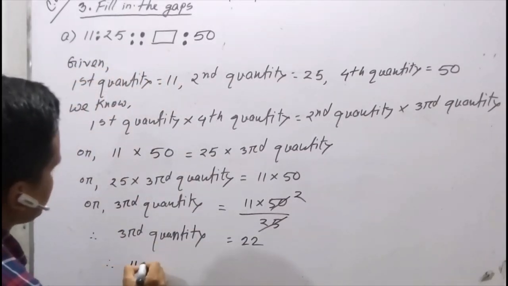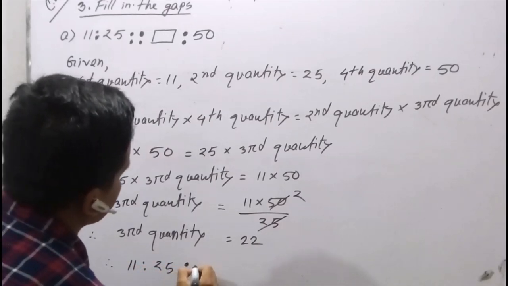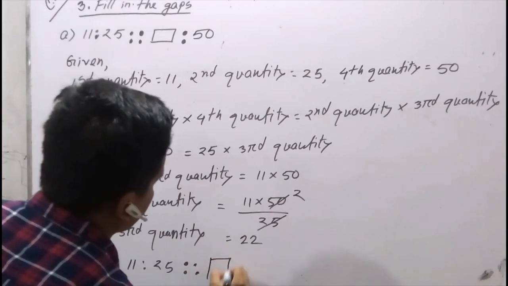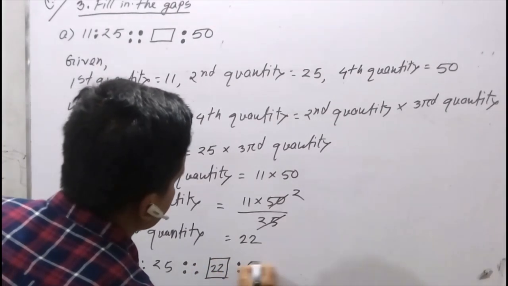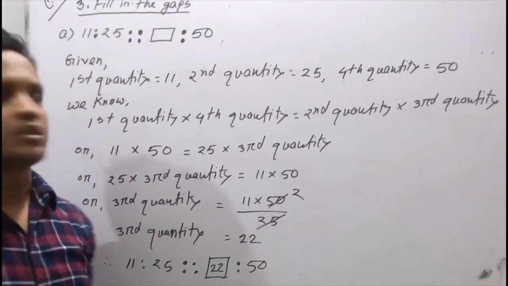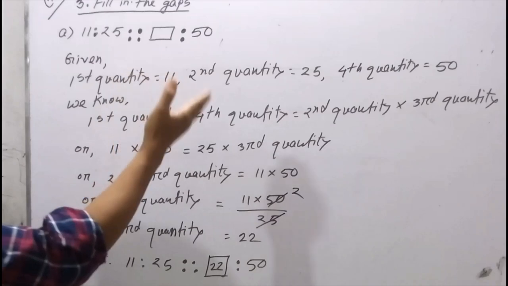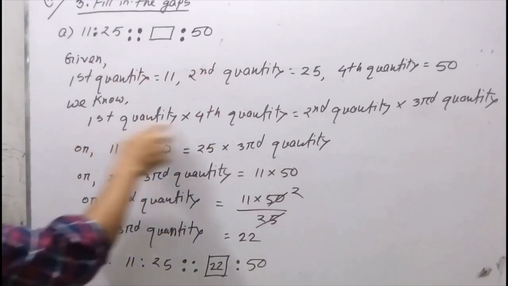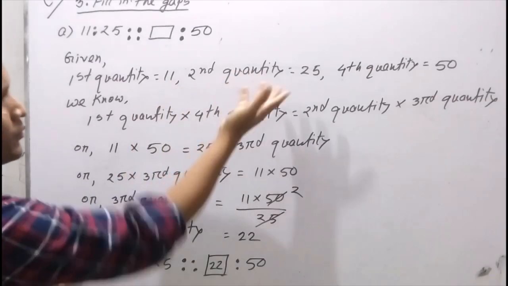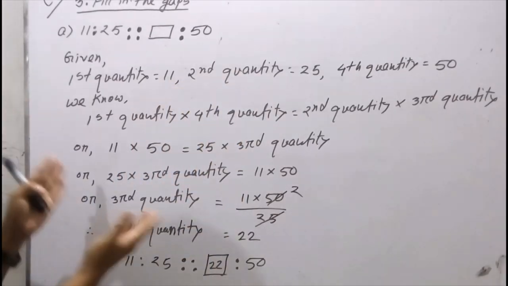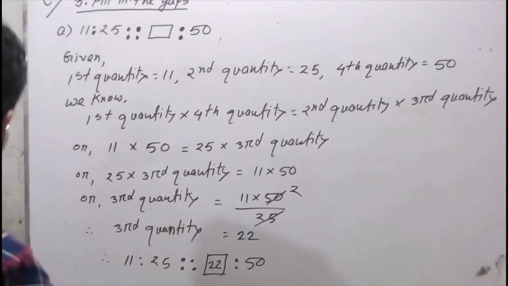So we can write 22 here. 11 is to 25 proportion, this one will be 22 is to 50. Have you understood this one? The first quantity, second quantity and fourth quantity are given. By this statement, you just have to put in the values of first, second and fourth, then simplify, and you get the third quantity. Now we'll solve another one.